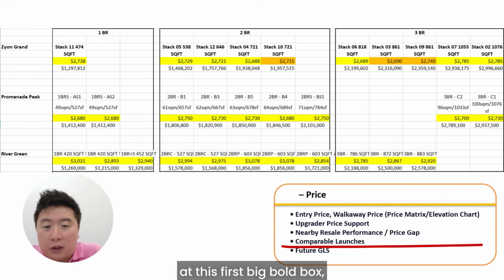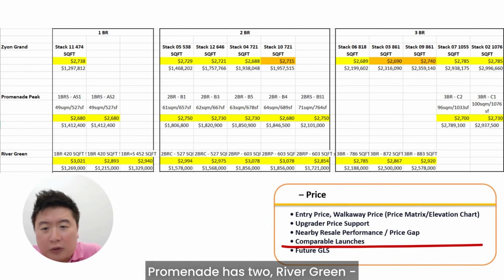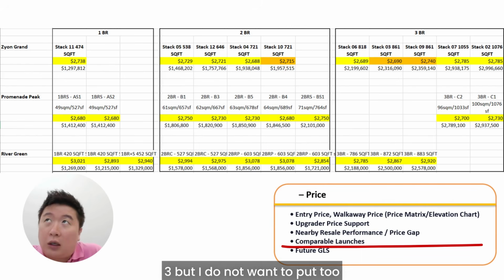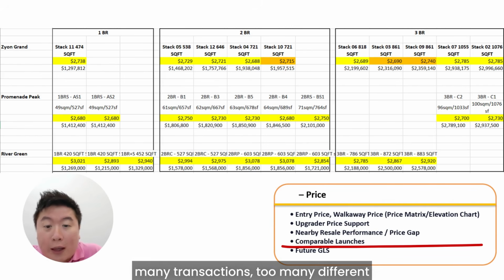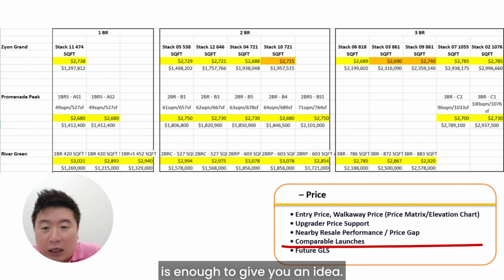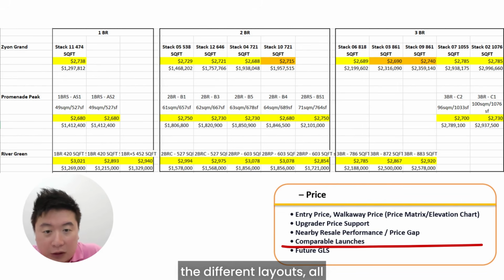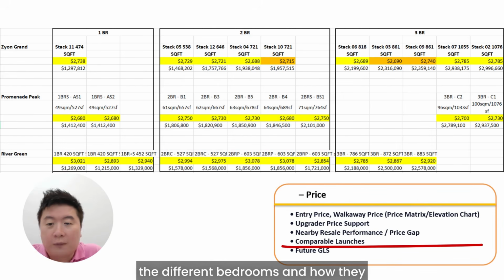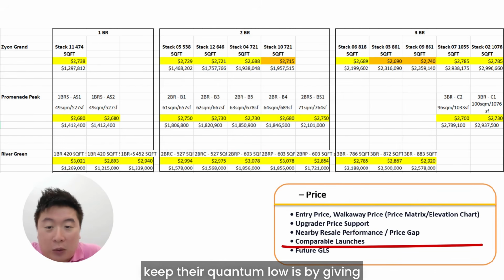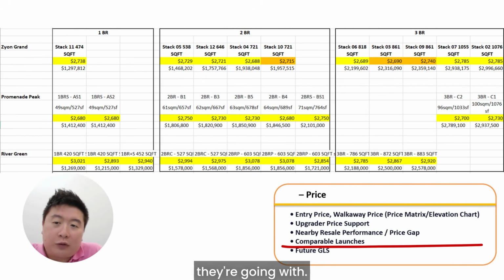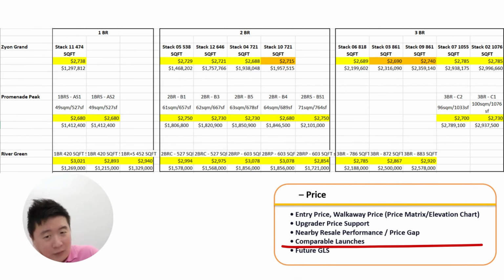So first off, right, if you look at this first big bold box, we have our one bedroom. Zion Grand only has one layout, Promenade has two. River Green, I'm not sure whether there's only three, but I do not want to put too many different types of layout, but this is enough to give you an idea, right? So basically, River Green's PSF is always highest amongst all the different layouts, all the different bedrooms. And how they keep their quantum low is by giving you a really, really small size. So that's the strategy they're going with. I don't like it.